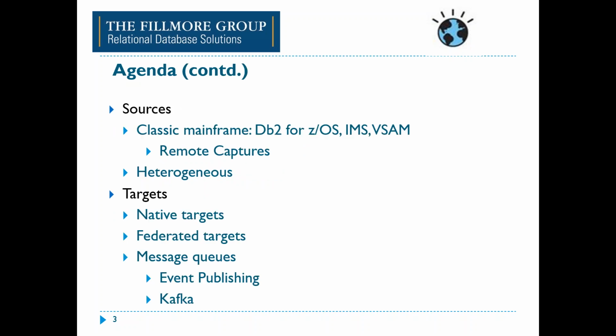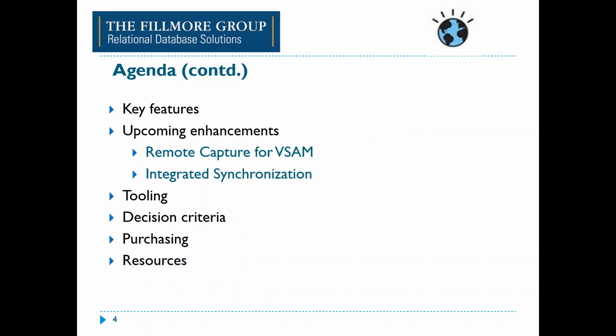We're going to talk about sources and targets, where the data comes from and where it goes to, so we can meet the business requirements you have to provision data where it needs to be in the format it needs to be in to meet your business requirements. We're going to talk about key features of IBM replication and some upcoming enhancements. And we'll talk about remote capture for VSAM and something new called integrated synchronization.